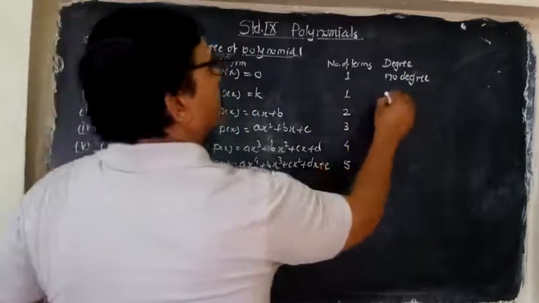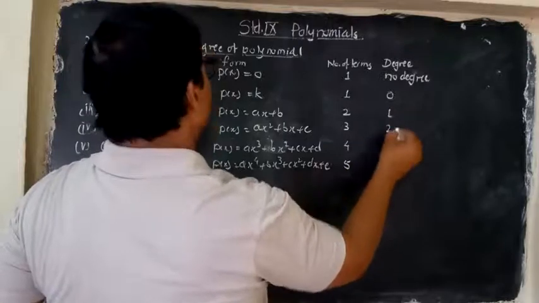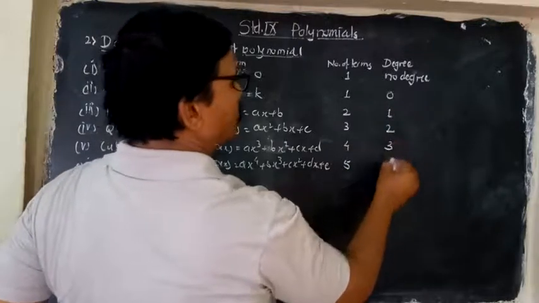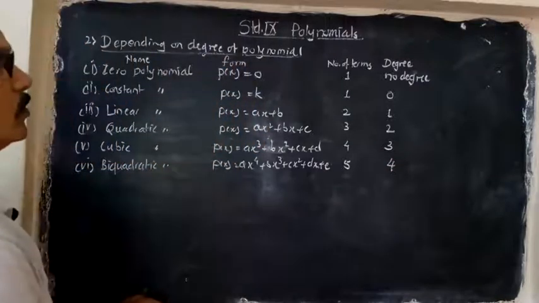Now degree of each polynomial is, constant polynomial, zero polynomial has no degree at all. Constant polynomial has 0 degree. Then linear 1, quadratic 2, cubic 3, biquadratic 4 and so on.